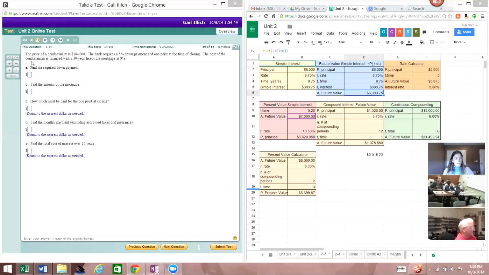Okay. It says the price of a condominium is $184,000. The bank requires a 5% down payment and 1 point at the time of closing. The cost of the condominium is financed with a 30-year fixed rate mortgage at 9%. Okay, so we should make Matt do this one.